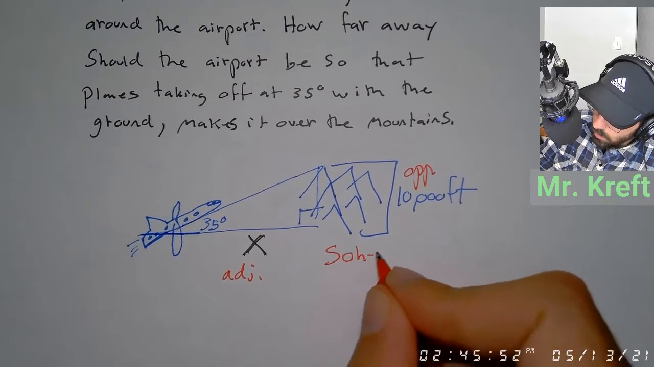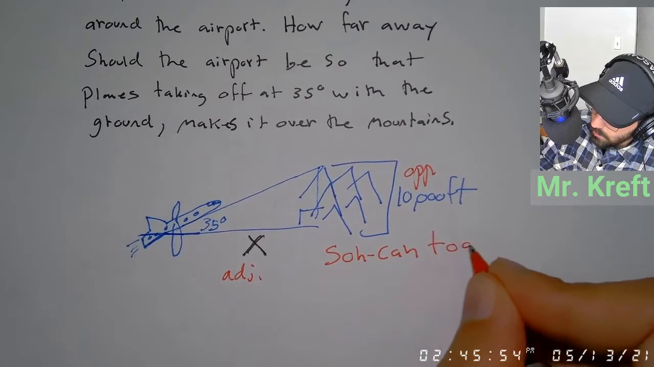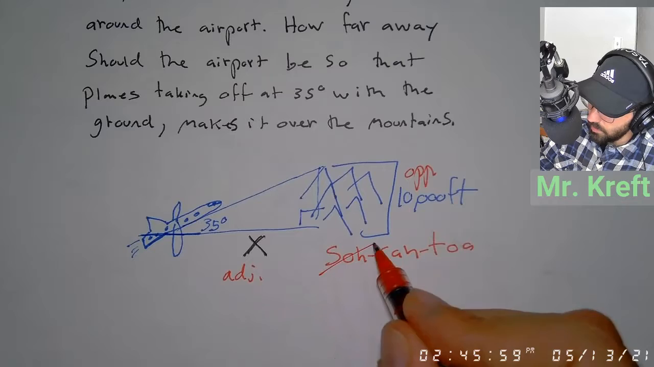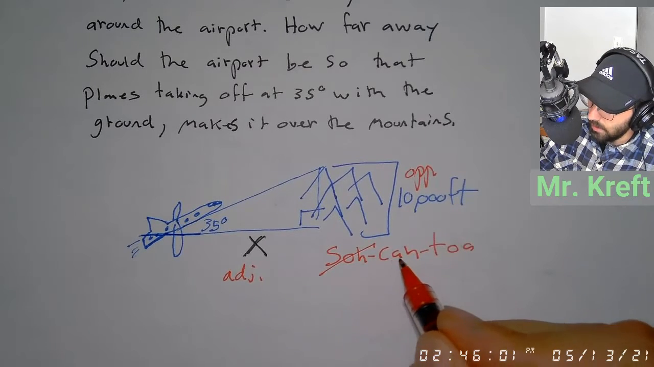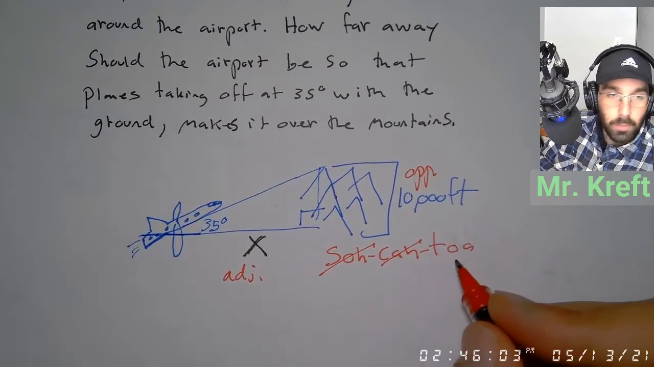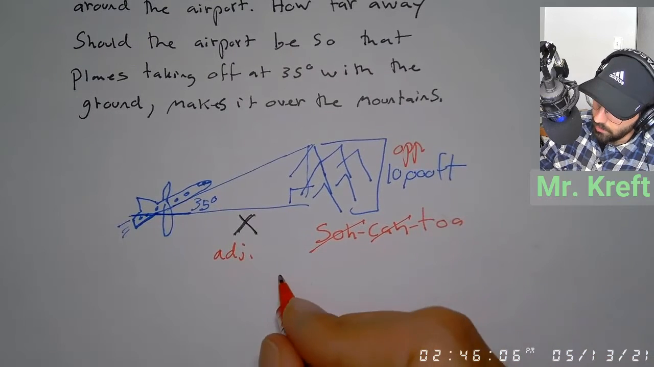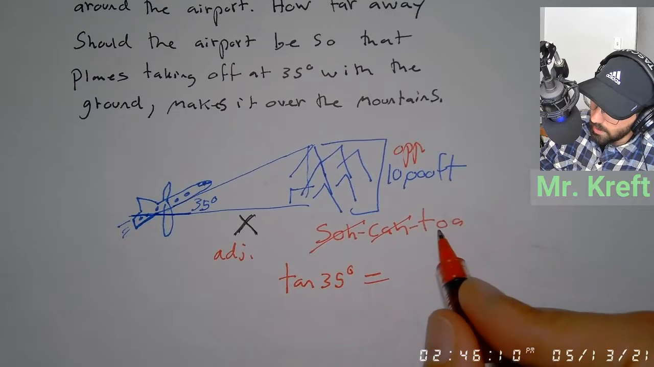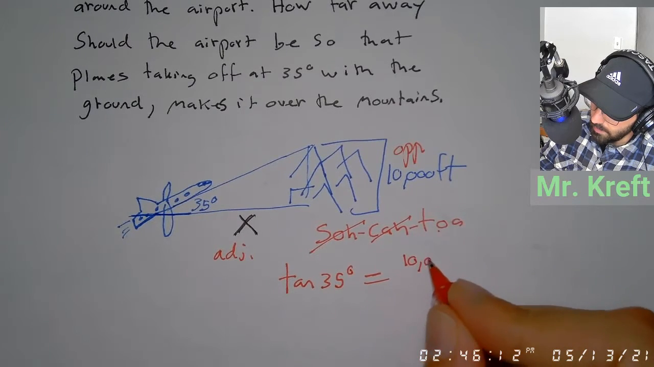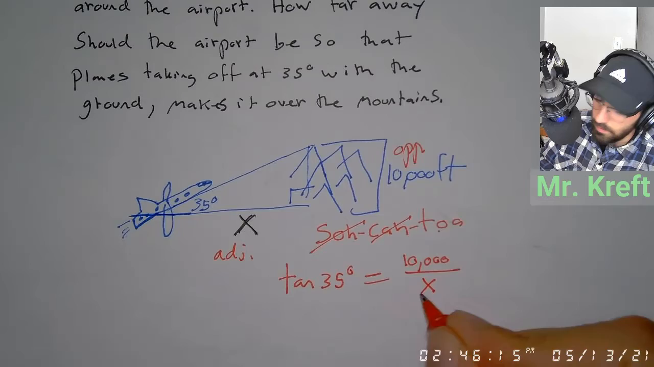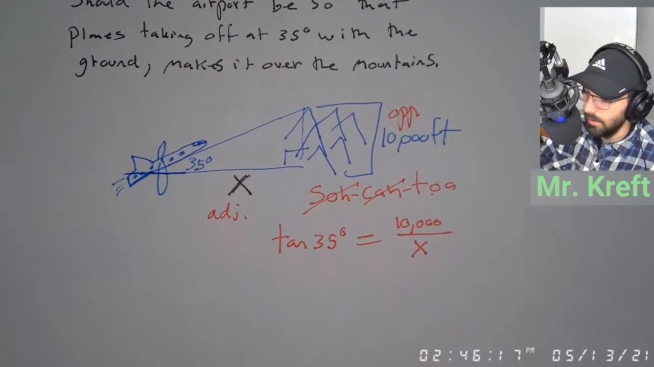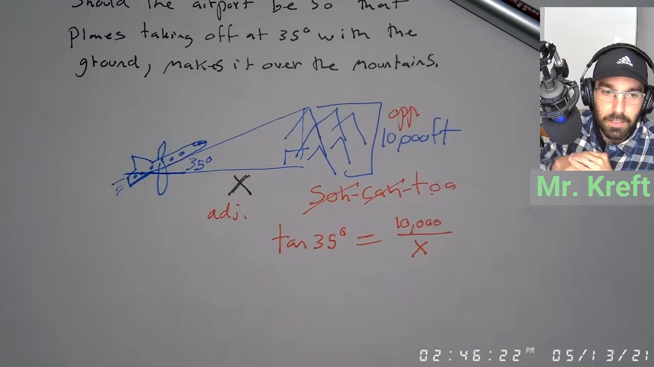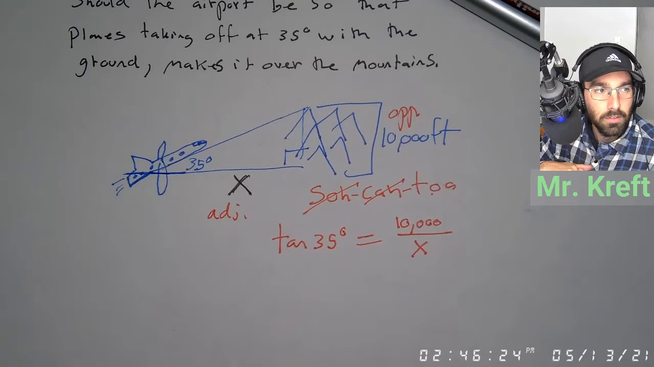Okay, so when I write down Soh-Cah-Toa, I'm going to be looking for opposite and adjacent. So this has opposite but not adjacent. This has adjacent but not opposite. So I'm going to be using tangent. So I say, okay, tangent of 35 degrees equals, opposite comes first, so that's 10,000 over the distance to the mountains. Okay, and I'm going to hit pause there for just a second and see if you guys have any questions, and then I'll continue to go on and solve this.